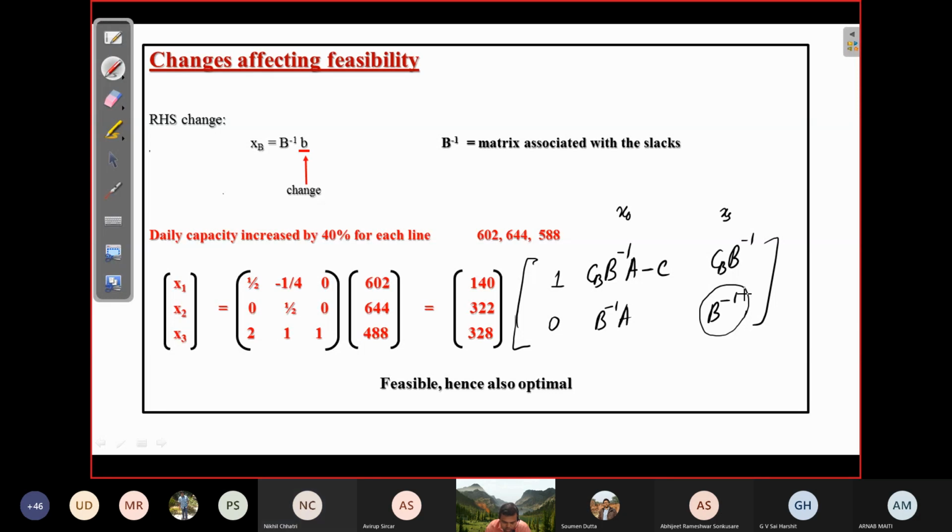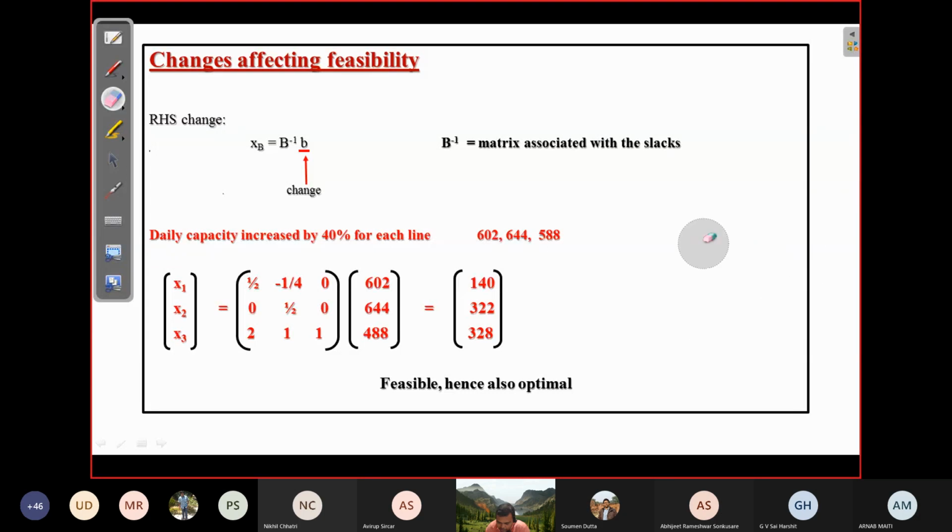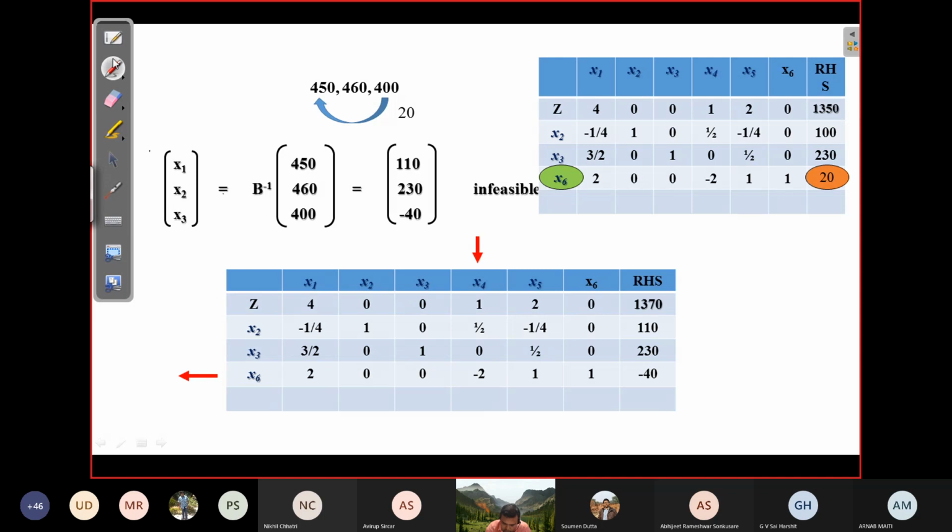Now the question is how much you can change. For example, I am giving you another example related to this problem. See here, this was the final table, right? Current optimal table. So here we observe that X2 is 100, that means 100 toy trucks and 230 toy cars are to be produced, right? And X6 is 20. What is the meaning of this?